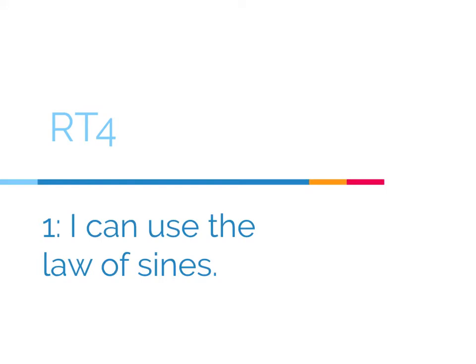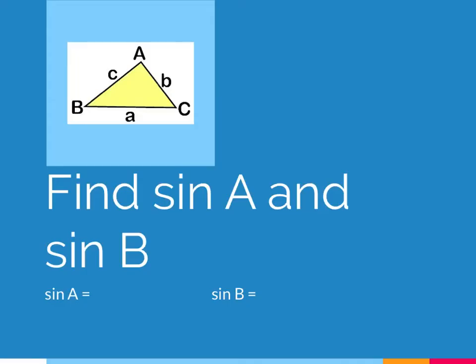All right, in RT4-1, Part 2, we are going to use the law of sines to find some things in our triangles. All right, let's take a look and let's find the sine of angle C. That's a typo, please fix that. And the sine of angle B.